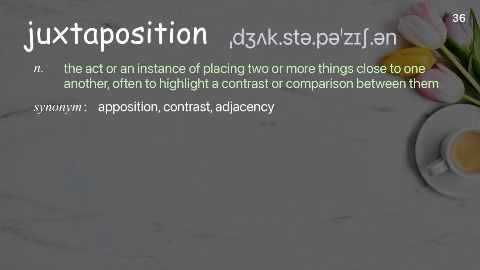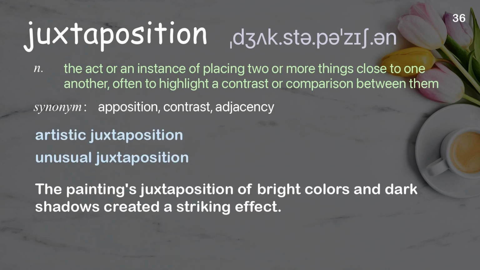Juxtaposition. The act or an instance of placing two or more things close to one another, often to highlight a contrast or comparison between them. Examples: Artistic juxtaposition. Unusual juxtaposition. The painting's juxtaposition of bright colors and dark shadows created a striking effect.